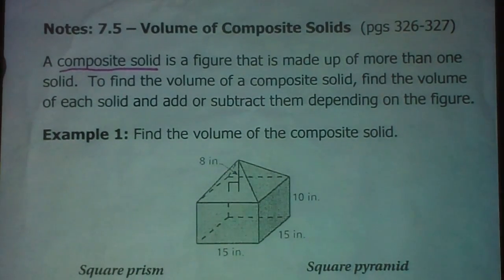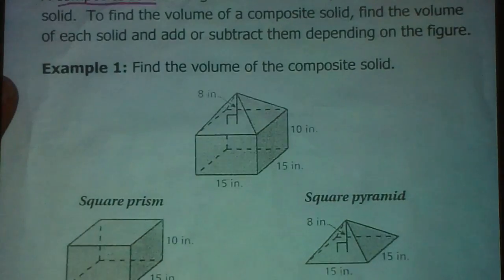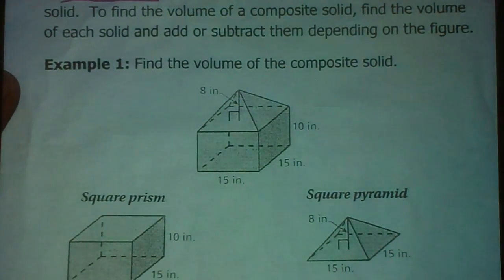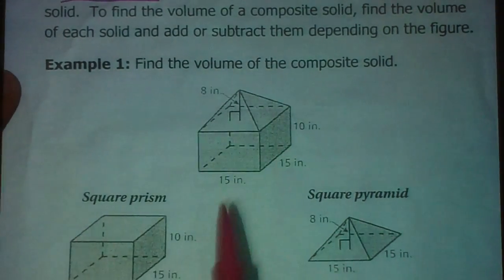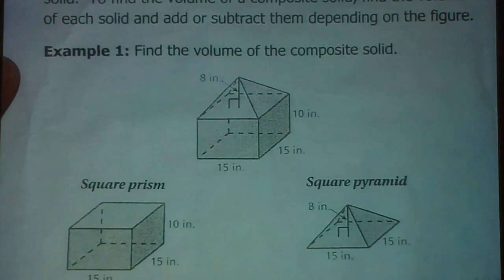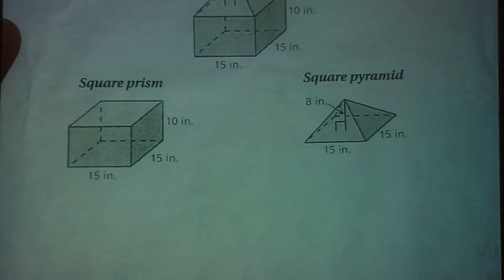Here's our first example. Find the volume of this composite solid. If we break it down into 2 pieces, you can see that there's a square prism and a square pyramid making up this one shape. So we're going to find the volume of the square prism, then the volume of the square pyramid, and then add our 2 answers together.